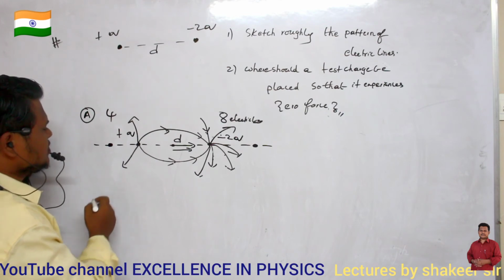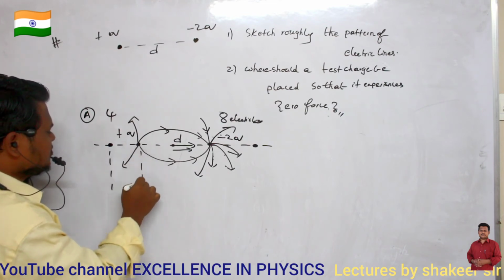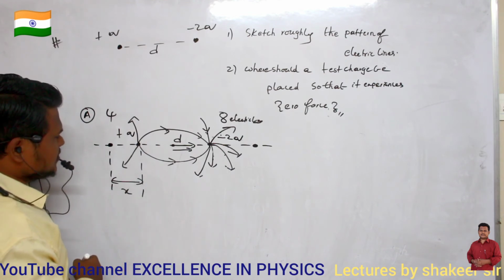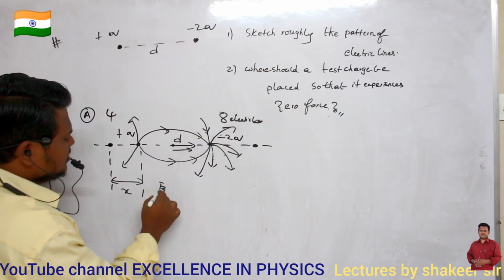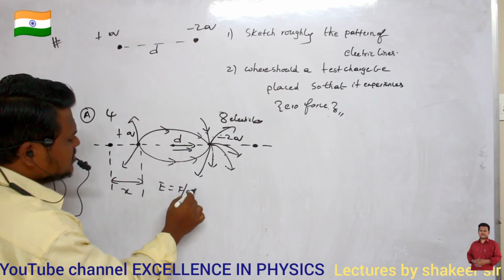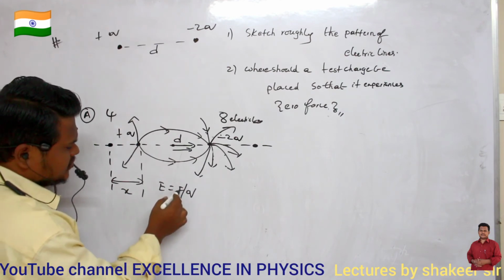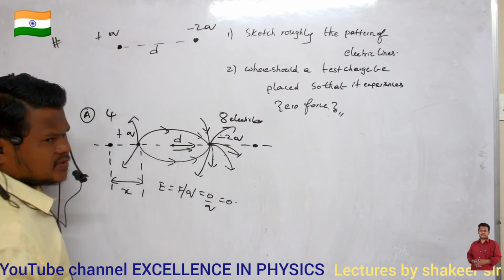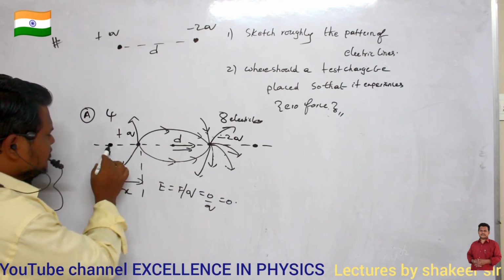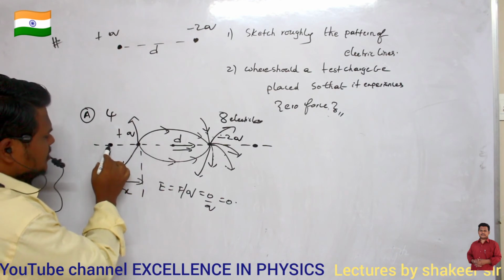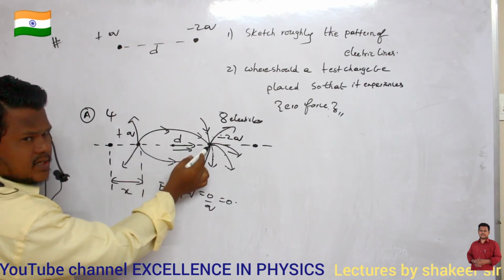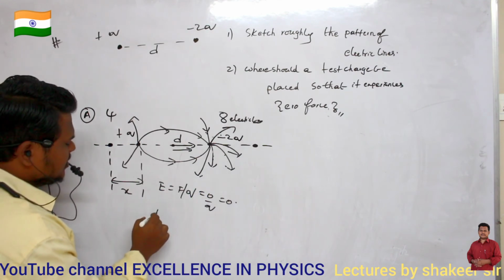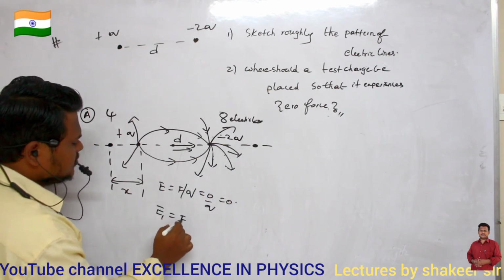Are you able to understand? So let this distance be x. Then how can I calculate this x value? See, electric field is nothing but force experienced per test charge, no? So if the force experienced is 0, then the total electric field also should become 0. Then you calculate the electric field here due to the first charge and the electric field at the same position due to the second charge. The total electric field magnitudes should be equal. So definitely I can say E1 is equal to E2.